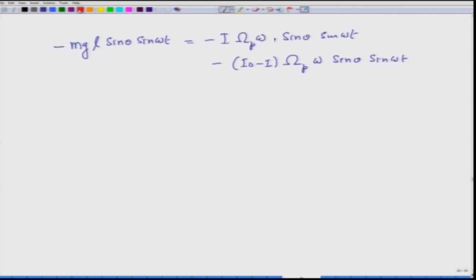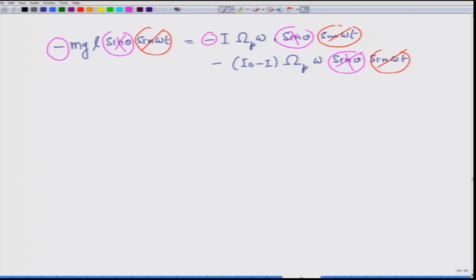So, now I can cancel sin omega t from both sides. I can cancel sin theta from both sides, and this minus sign also goes away, and therefore what I am left with is mgL is equal to I omega p omega plus I0 minus I omega p omega.